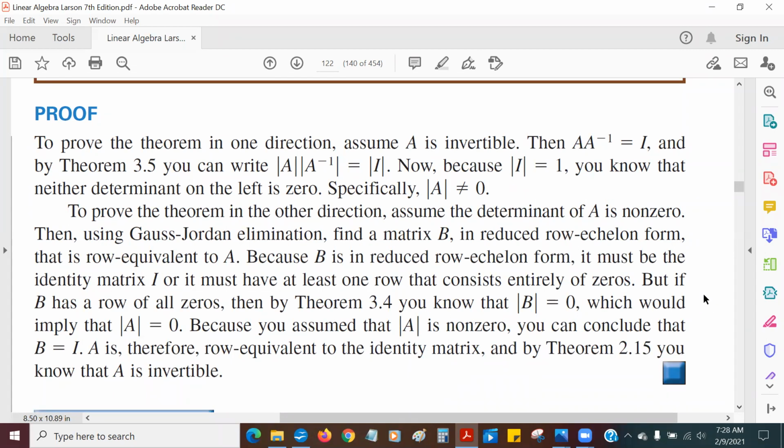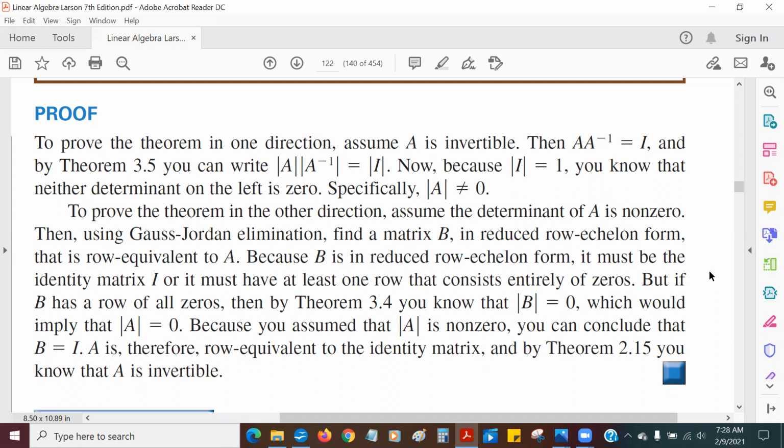So for the other direction, and this paragraph is really going to say it all, we're going to assume that A has a non-zero determinant. Then we're going to use Gauss-Jordan elimination until we reduce it down to a reduced row echelon form, which is row equivalent to A. That's going to be our new resulting matrix we call B, B for Barry. Now because B is in reduced row echelon form, it's an n by n matrix.